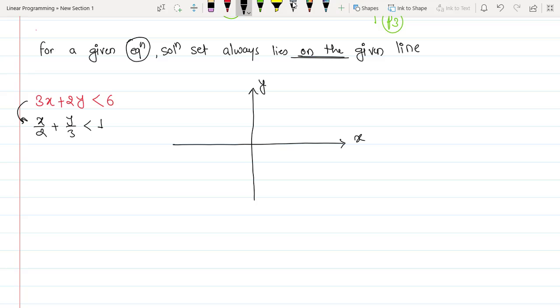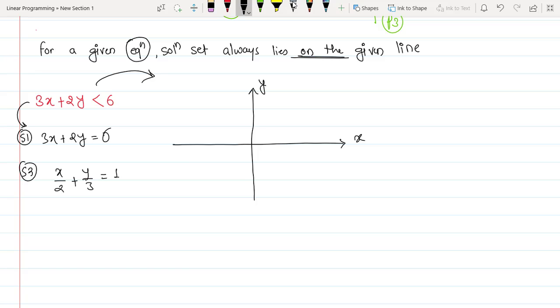So what do we have to do? If you want to plot this on a Cartesian plane, first of all convert this into the equation. So the equation becomes 2x plus 3y is equal to 6. This is step number 1. Step number 2: convert into the double intercept form. So we get x by 2 plus y by 3 equals 1. So plot it, and after plotting you will get something like this. This is 3 and this is 2. So this equation becomes 3x plus 2y is equal to 6.